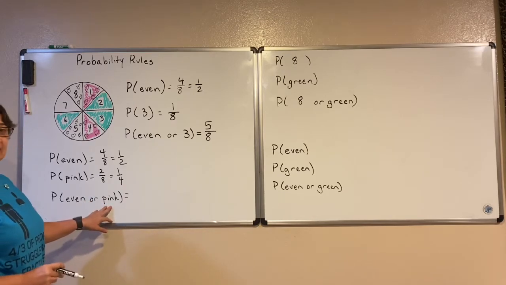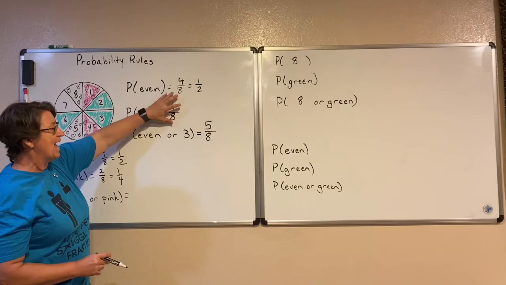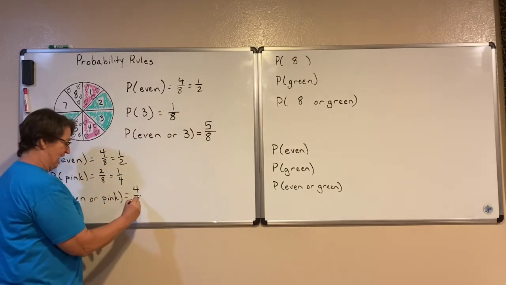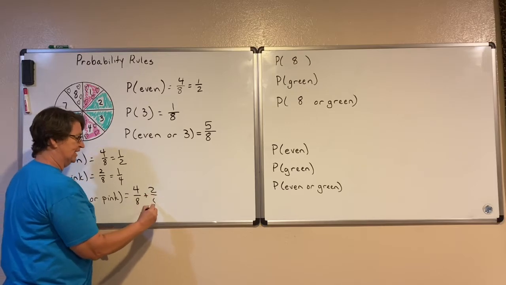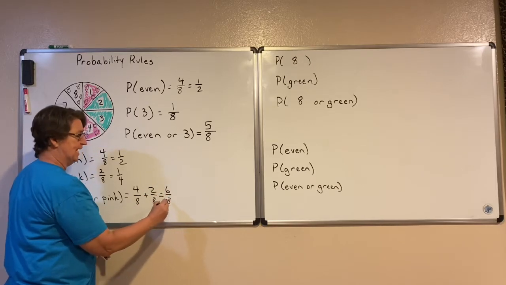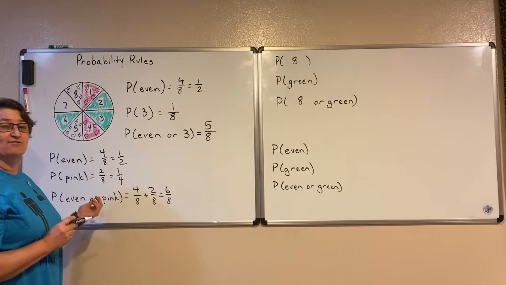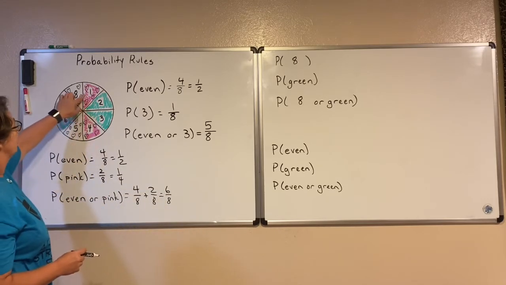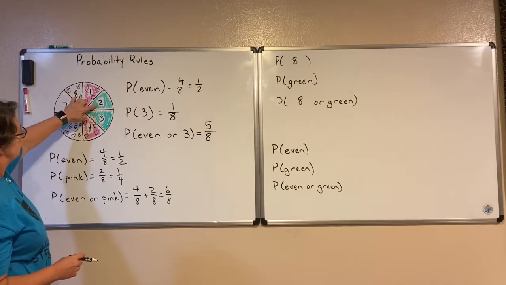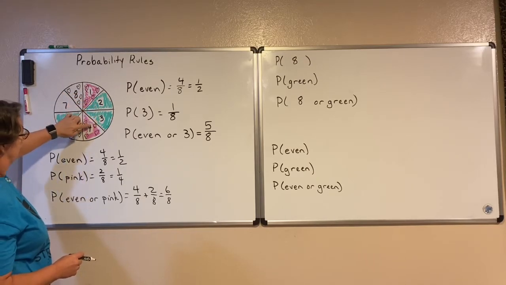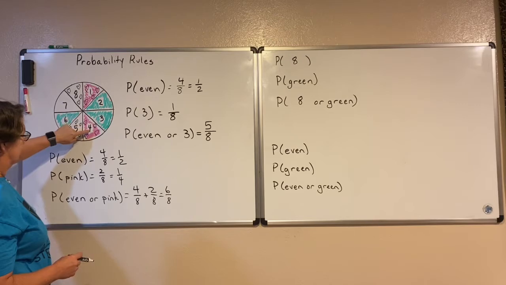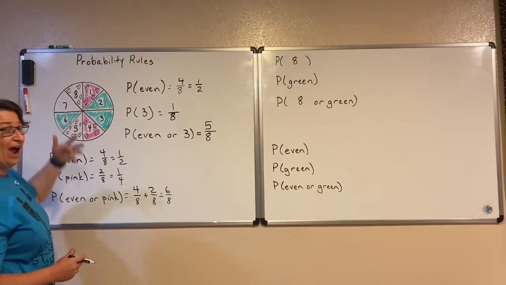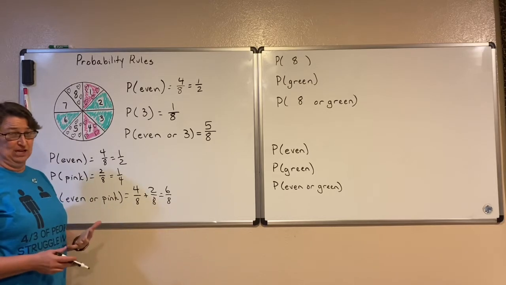Well, if I did like I did before, where I added those together, we would say 4 8ths plus 2 8ths, which equals 6 8ths. Let's see if I have 6 out of 8 chances to get an even or a pink. Let's count them. 1, 2, that's even. 3, that's even and pink. 4, 5. So there are actually only 5 out of 8 chances.